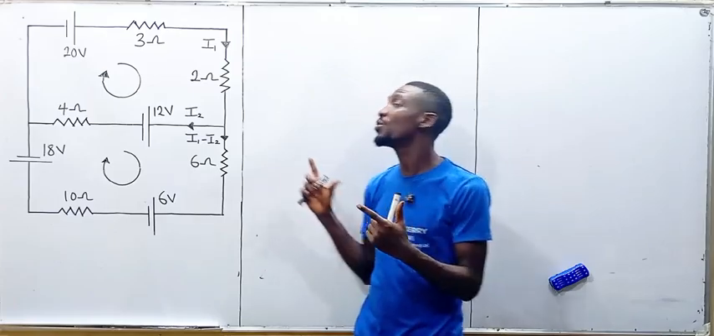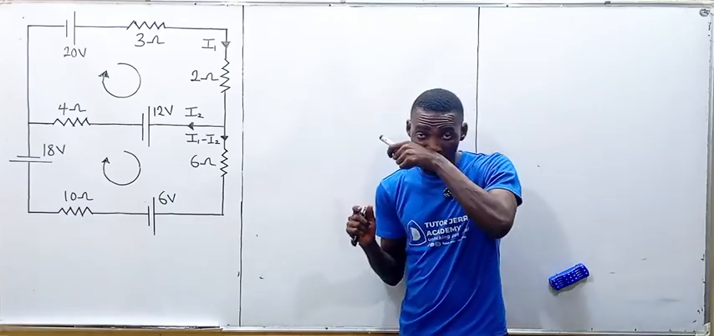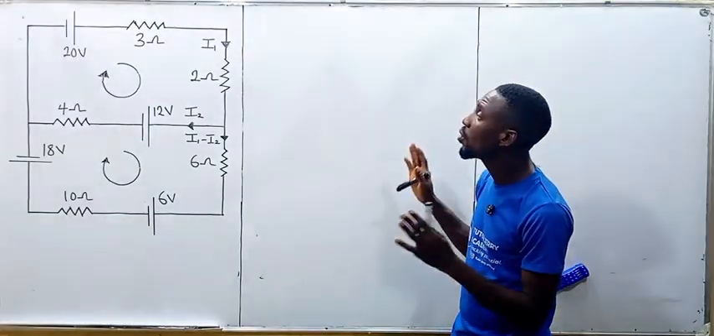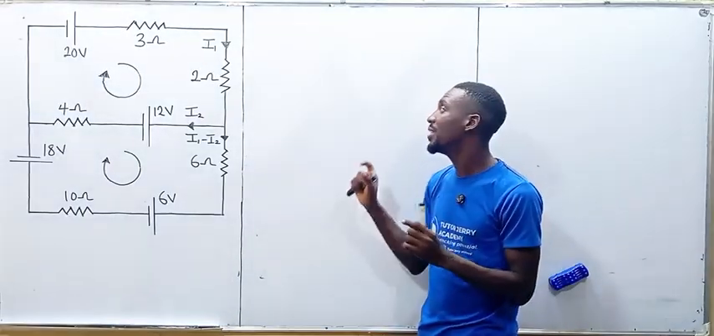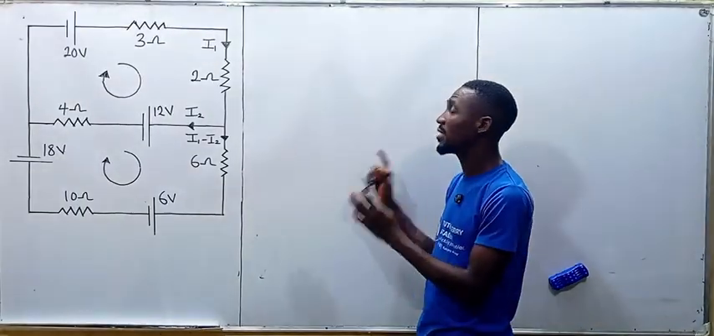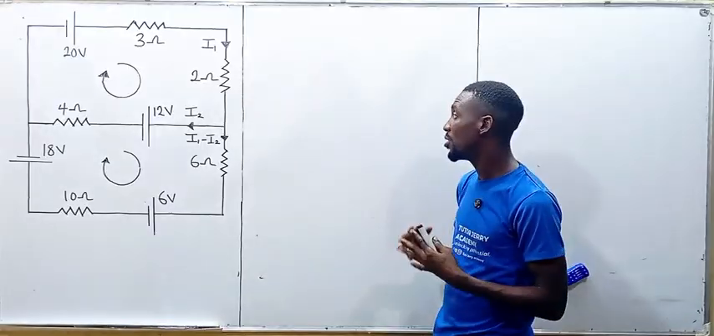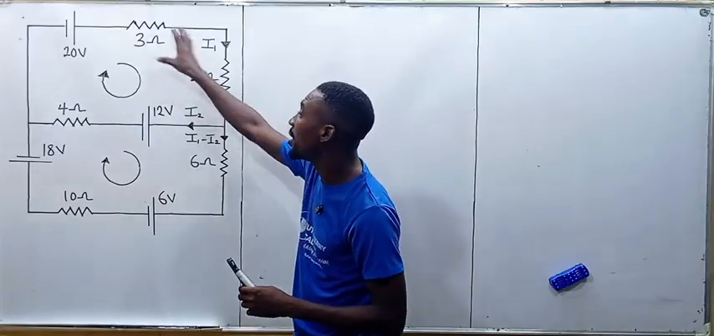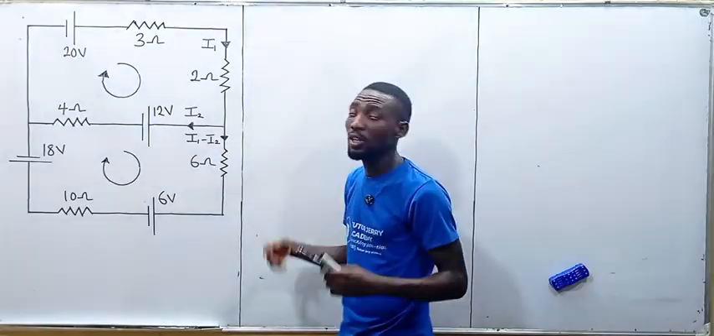All right, we are going to be analyzing the above circuit using Kirchhoff theorem. The question says we should find the current in the circuit using Kirchhoff theorem. Now you can see we have three loops, but we are going to consider two loops.